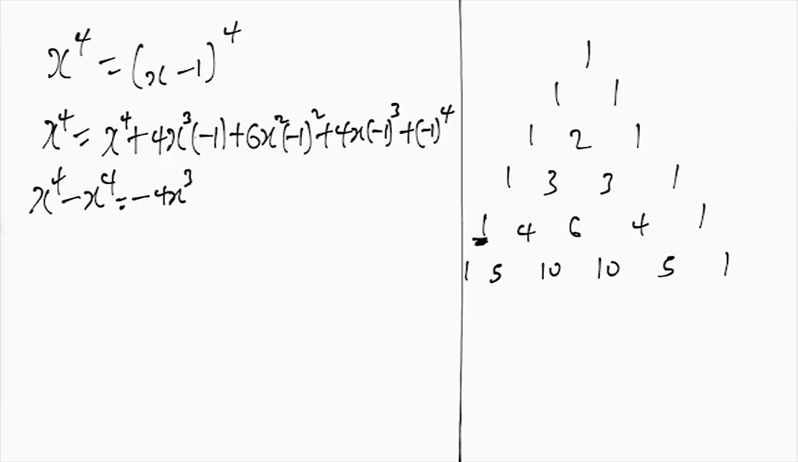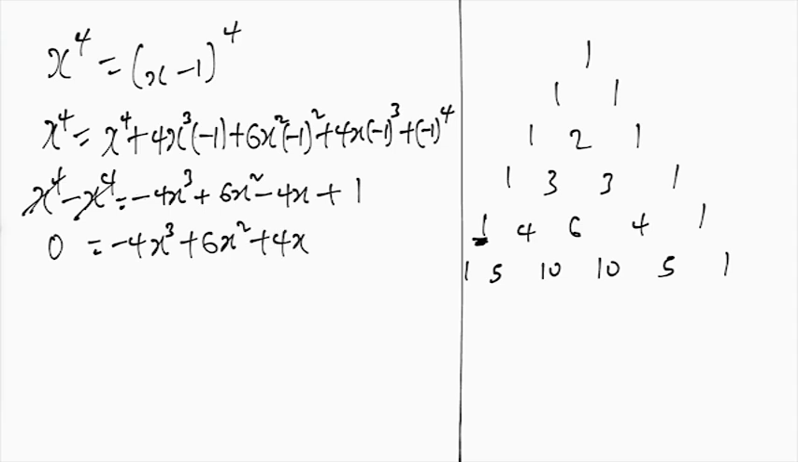Then we have negative 1 squared, which gives us positive 1, so this one gives us plus 6x squared. Negative 1 raised to power 3 gives us negative 1, so we have negative 4x. Then negative 1 raised to power 4 gives us 1. Now, x raised to power 4 minus x raised to power 4 will cancel out. So this gives us 0 equals minus 4x cubed plus 6x squared minus 4x plus 1.